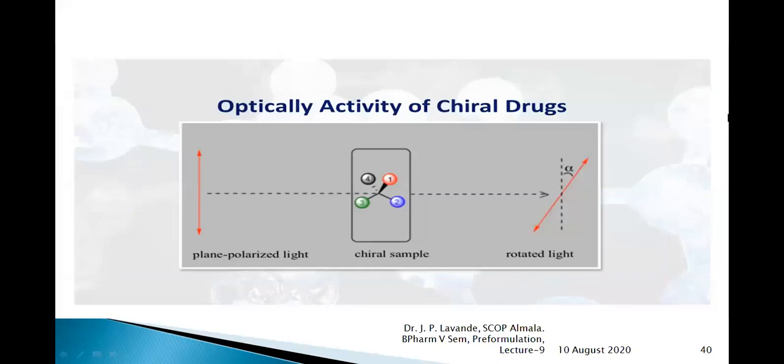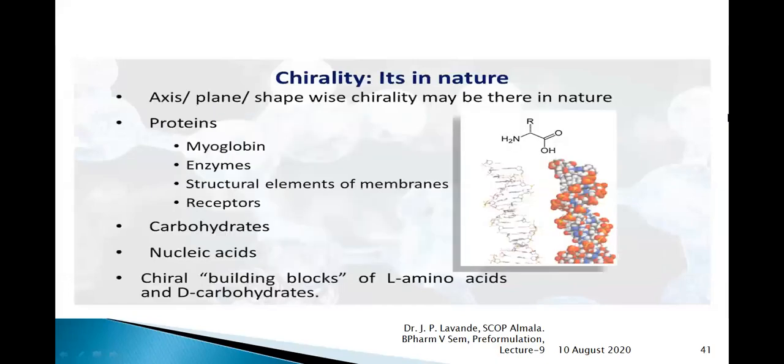Let us say, for example, we pass plane polarized light through chiral compound samples. Chiral compounds contain four different groups attached to them. When the plane polarized light is passed, the compound rotates the plane of polarized light. Such compounds are said to be the chiral one, such compounds are said to be the racemic one. So, the chirality exists in its nature.